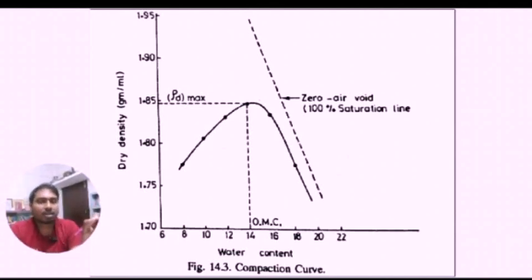Now from the peak point of this graph, we get the OMC, that is the optimum moisture content, and the corresponding maximum dry density. This is our desired data which we need to find from the standard Proctor test, that is, the optimum moisture content and the dry density of any soil. That is the full procedure of the standard Proctor test.